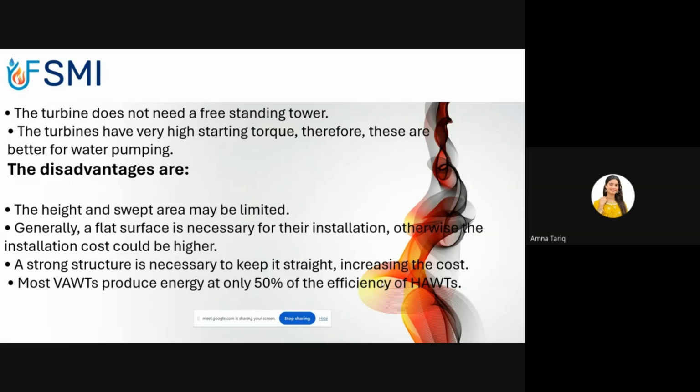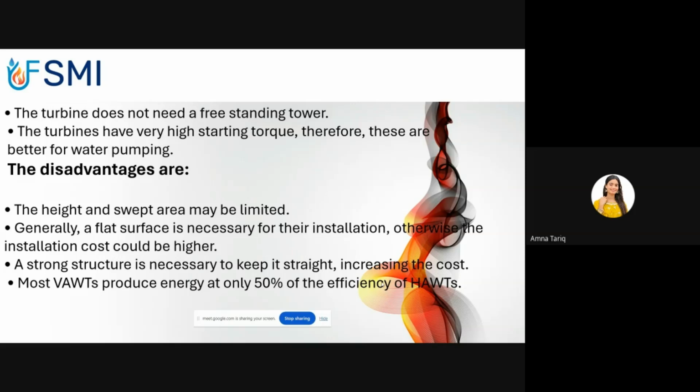Also, the height and swept area may be limited. This area is also limited, not more. Generally, a flat surface is necessary for their installation. Otherwise, the installation cost will be high. Okay. The installation area and surface area are very important, otherwise the cost is very high. A strong structure is necessary to keep it straight, increasing the cost. Most vertical axis wind turbines produce energy at only 50% of the efficiency of horizontal axis wind turbines. So these are the advantages and disadvantages of vertical axis wind turbines.